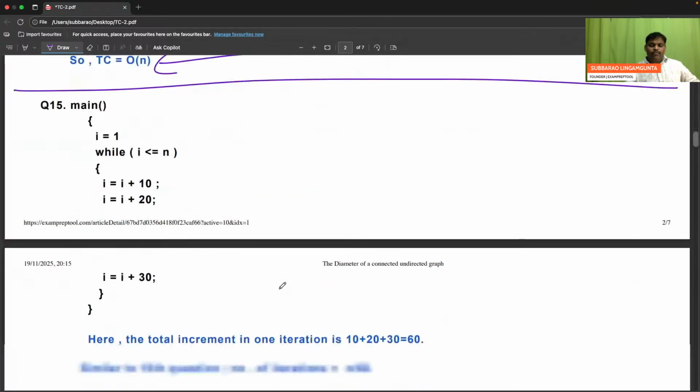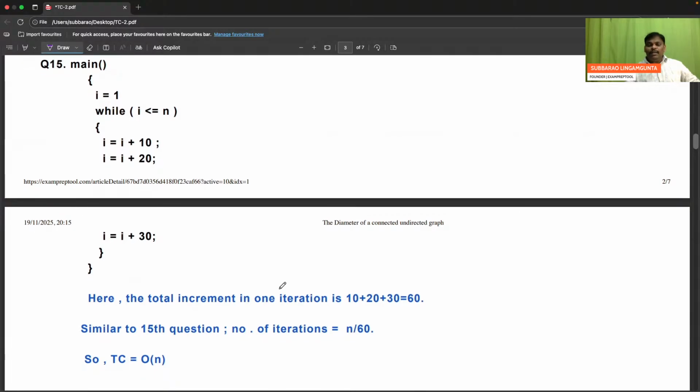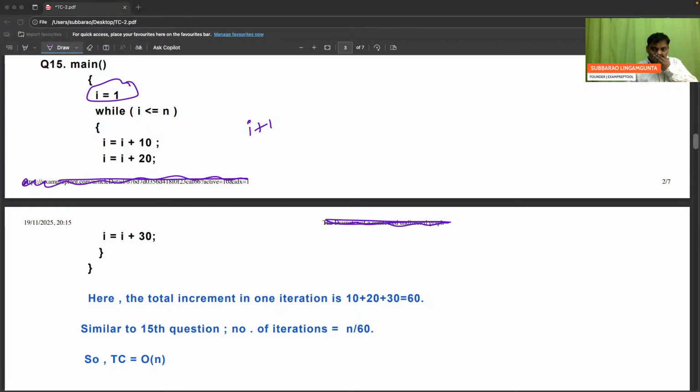Almost everyone is comfortable. Anyone having any doubt, please comment in the comment section. Can you go to question number 15? 14 is done, go to 15. Starting with a small number. See this one. First you did the increment of 10. Just give me 1 minute.